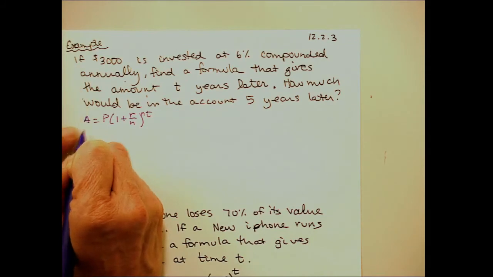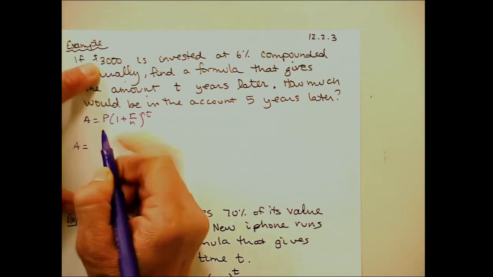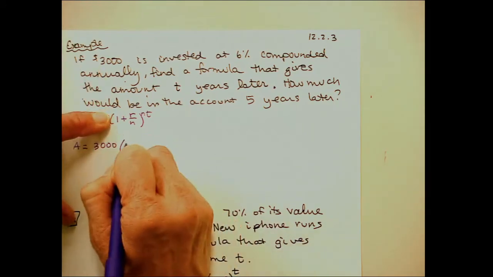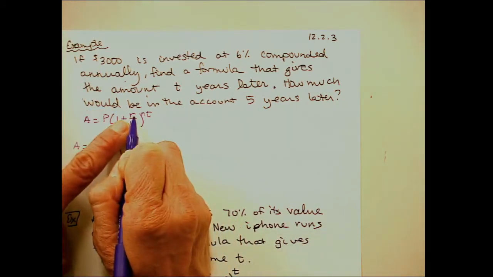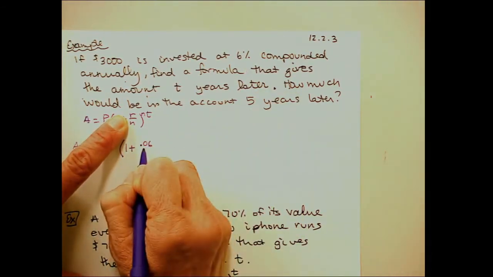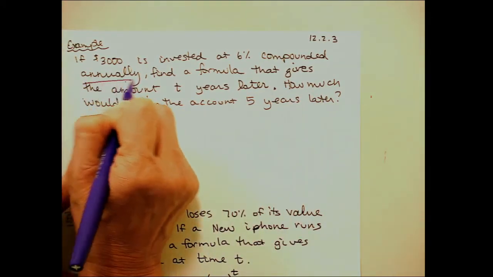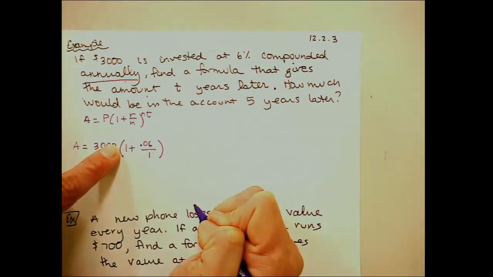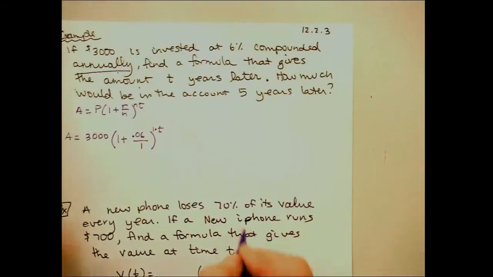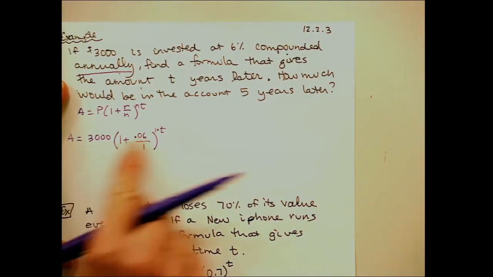All right, so we want our equation to be A equals, we're keeping that. P is what we start with, right, 3,000. And then we start our parentheses. 1 plus the interest rate. So it's 6%, so we make that into a decimal. So 0.06 divided by N. Let's see, we're compounding annually, so that would be a 1. And then the exponent is N times T. Okay, so this is a formula that gives the amount we have T years later.